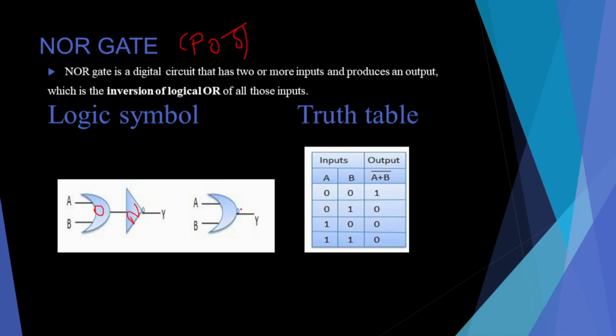(A + B) the whole bar. So the truth table is inverted to the OR gate. It is also called as inversion of logical OR operator. So 0 plus 0 is 1, right? But 0 plus 0 is 0. You need to invert that output to find the result. So 0 bar is equal to 1. And 1 bar is equal to 0. Okay?